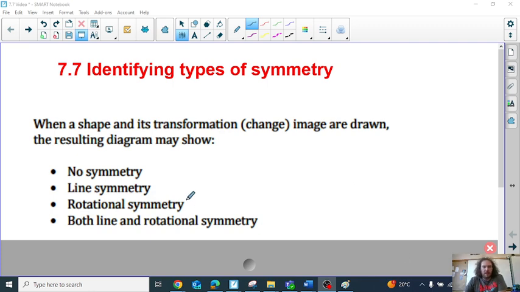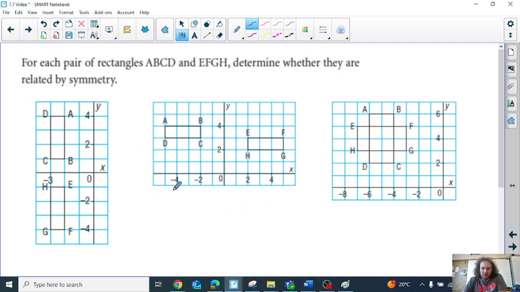So what types of symmetry have we talked about? In the previous videos, we've talked about linear symmetry and rotational symmetry, and even combining both of them. What we're going to talk about in this video is how we can identify it when those are happening. So for example, here are 3 different diagrams, and we're being asked to determine the types of symmetry that we see. If we're looking at this first one here, it can be difficult to tell what type of symmetry we're looking at, depending on what point is associated with what point.